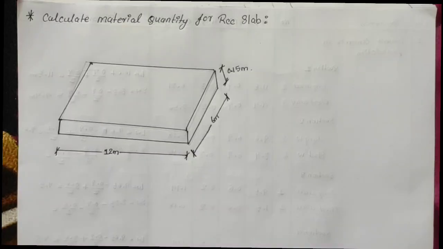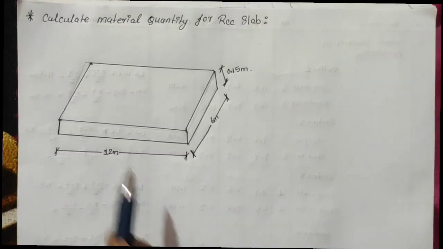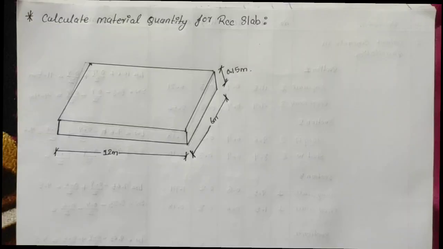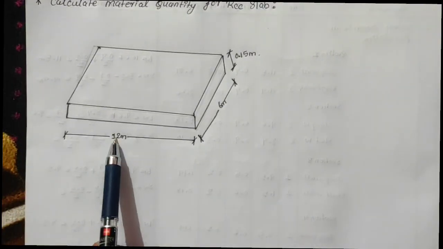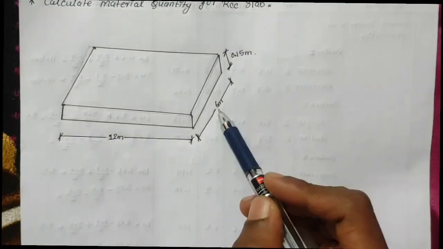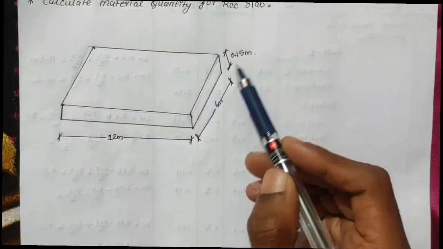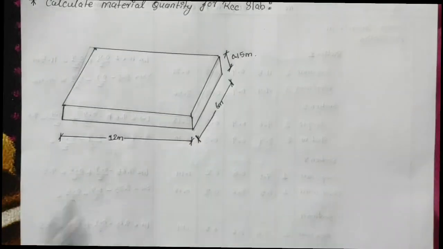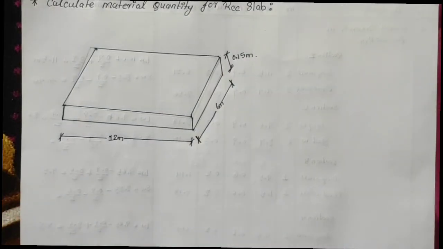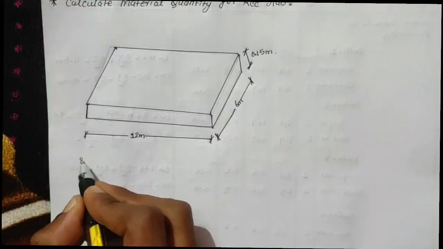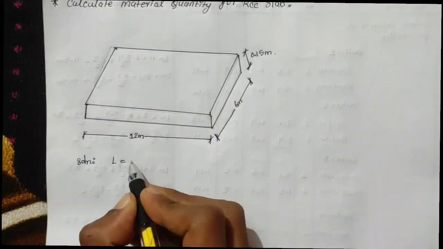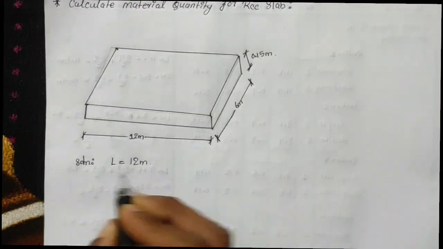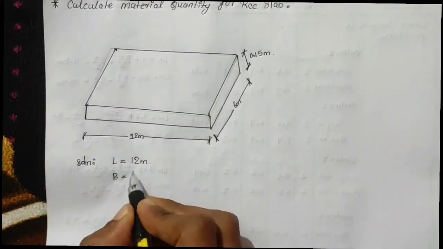Hello, good morning. Today we're going to calculate the material quantity for an RCC slab. As you can see, the length of the slab is 12 meter, the breadth is 6 meter, and the thickness of the slab is 0.15 meter. So let me write the given solution. Length is 12 meter and breadth is 6 meter.